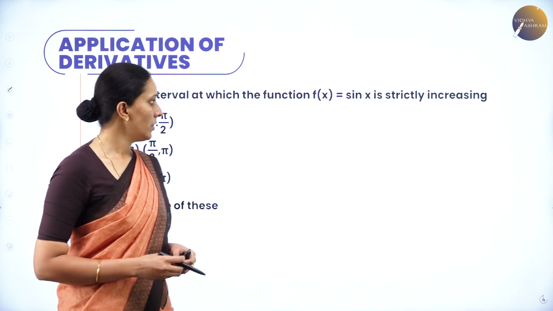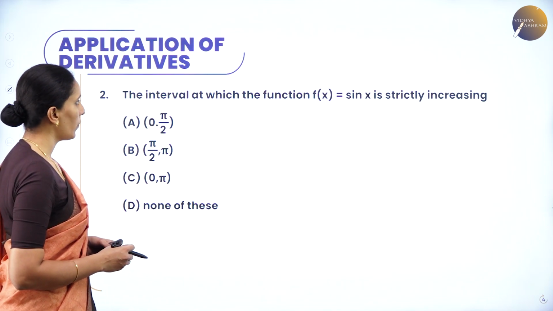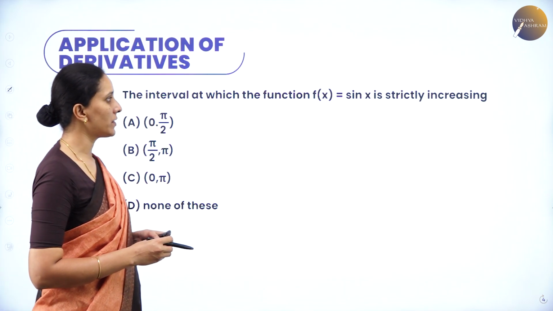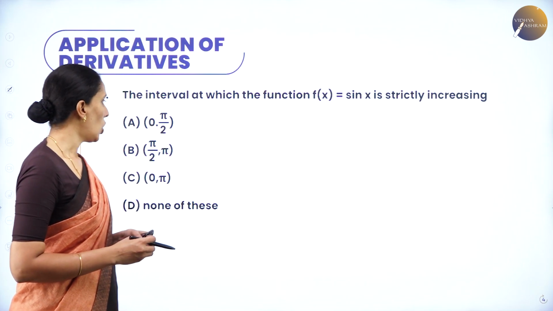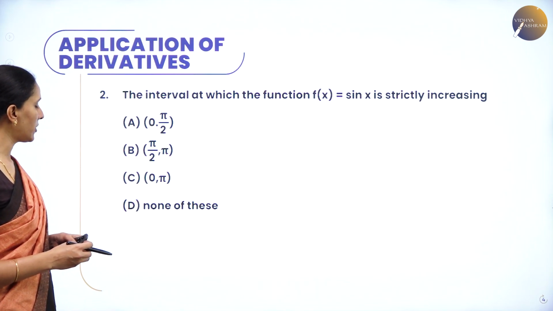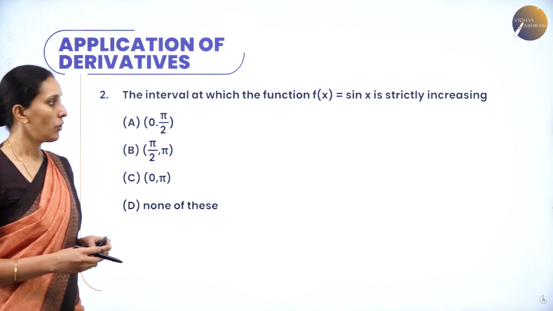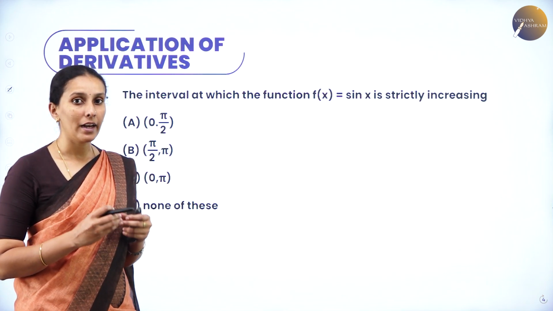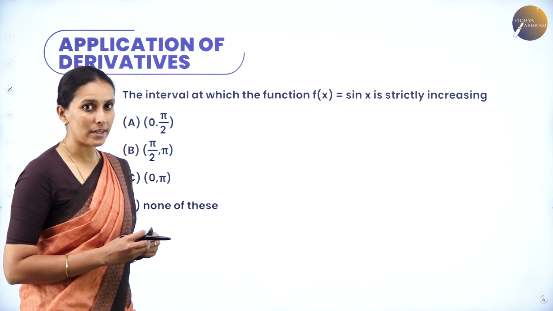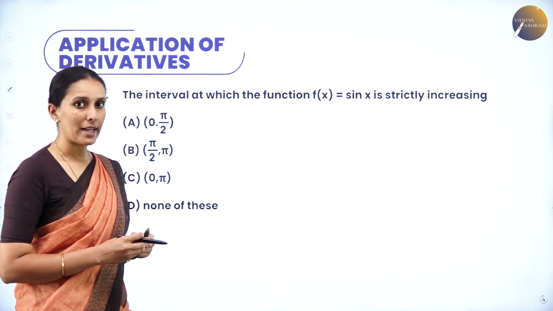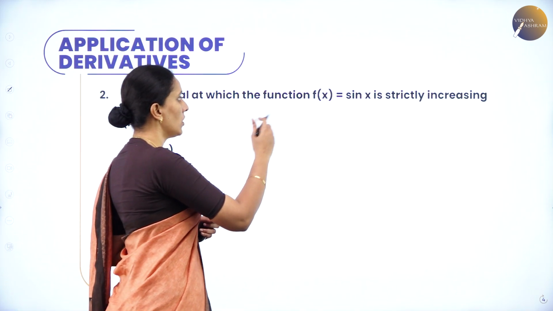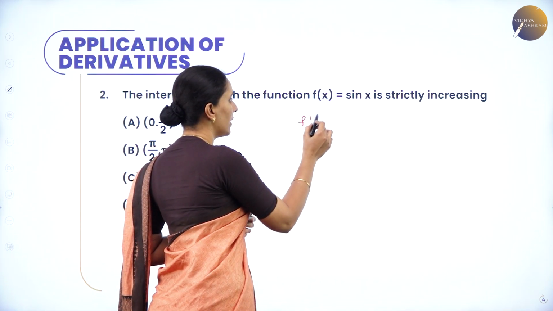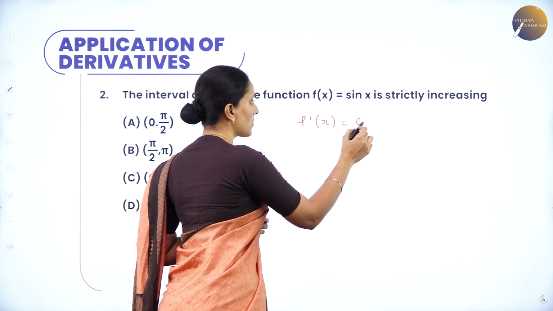So next question we have here: the interval at which the function f of x is equal to sin x is strictly increasing. Options are given as (0, pi by 2), (pi by 2, pi), (0, pi), none of these. When we take a function as sin x, we know that if the derivative of the function is greater than 0, or it is positive, we can say it is an increasing function. So clearly f of x is sin x, so f dash of x is cos x.